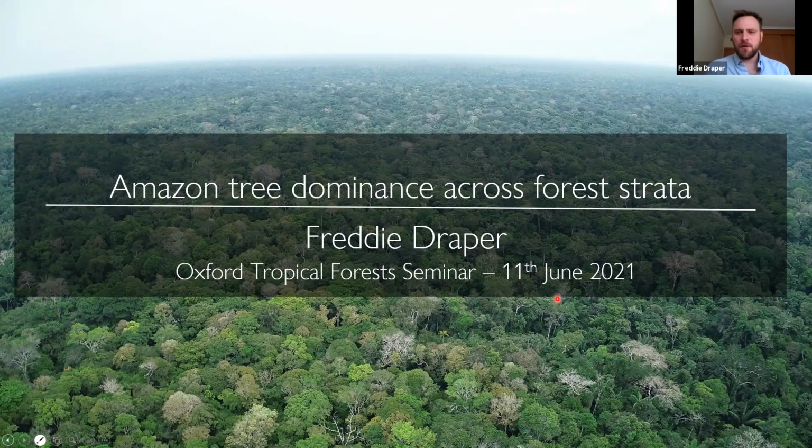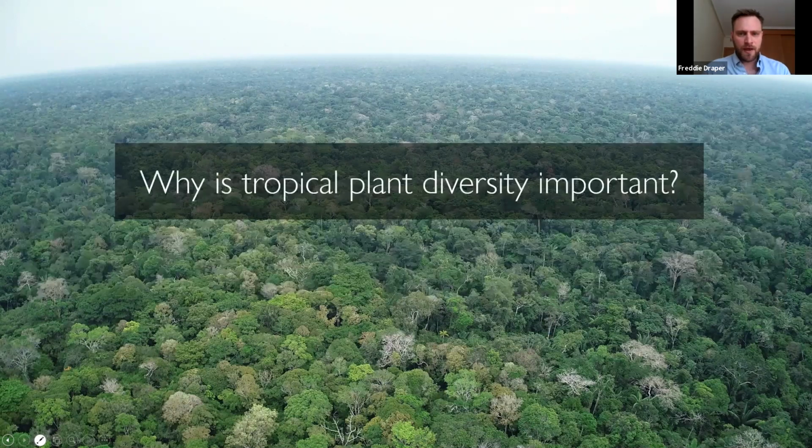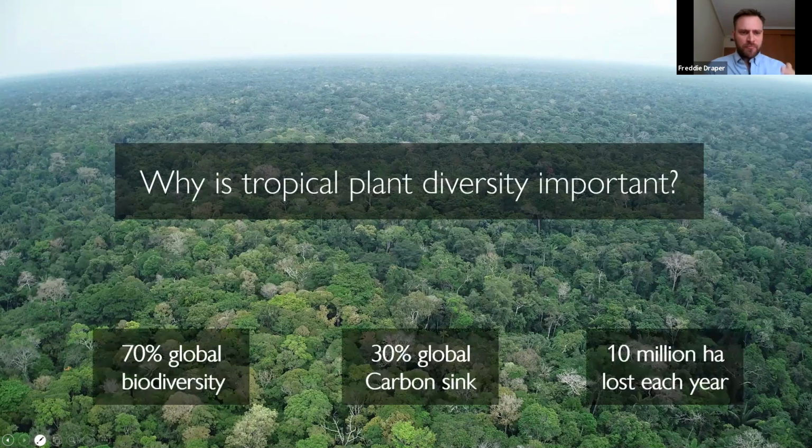Yeah. Okay, so I'd like to talk today about Amazonian tree dominance across forest strata. And then I'd start just by introducing why I think tropical plant diversity is important. So about 70% of global biodiversity is concentrated in the tropics, and much of that is in forest biomes. And this diversity really underpins globally relevant biogeochemical cycling. So about 30% of the global carbon sink is accounted for by tropical forests, by tropical plants, trees.